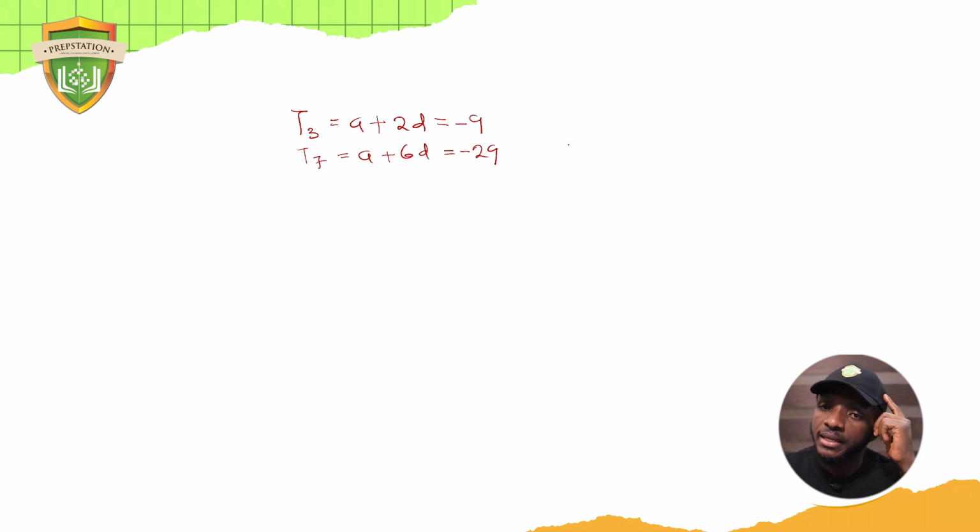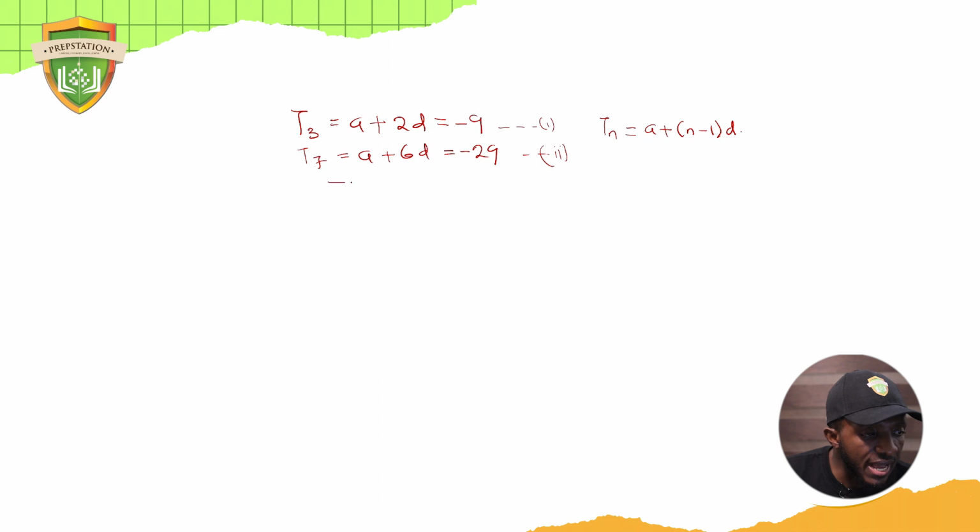Now, how did we get A plus 2D and A plus 6D? That's because there's a law that says to find the nth term is simply A plus (n minus 1)D, where n is the term you're looking for. So in this case, the third term would be A plus 3 minus 1, which is 2. That's why this is 2D. So this looks like a simultaneous equation, equation 1 and 2.